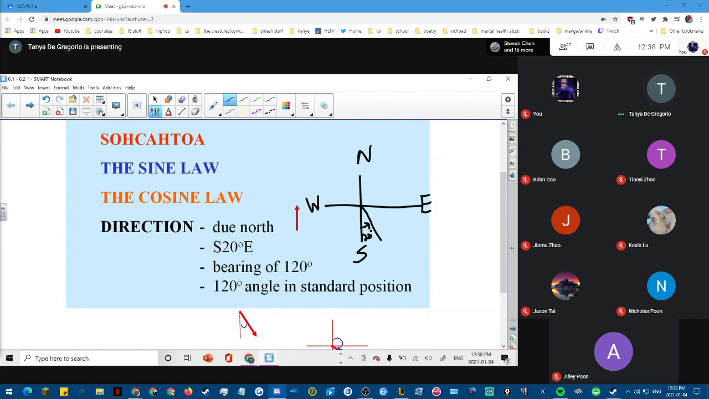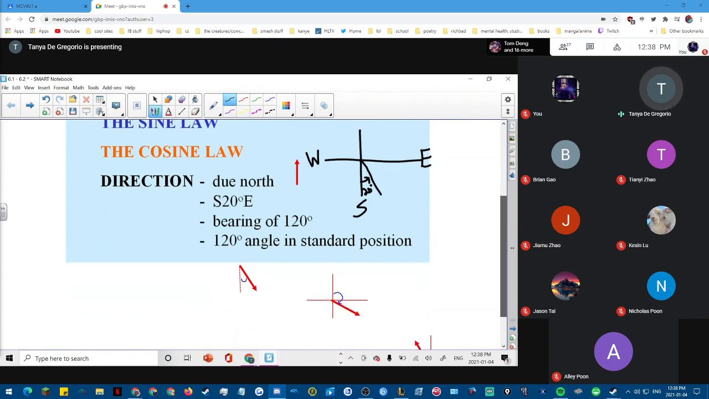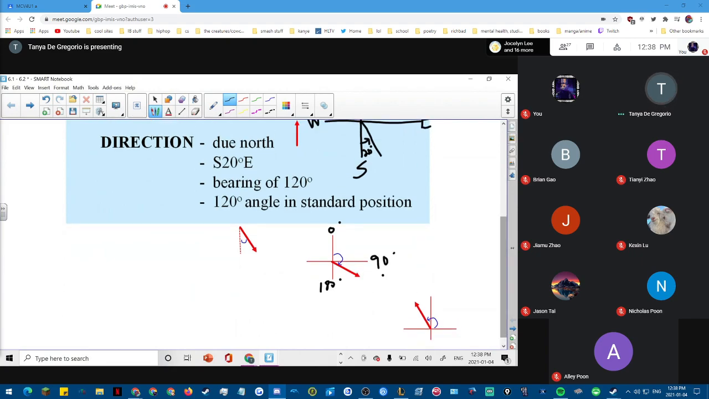Now, a bearing of 120. Bearings are a little bit different because we start 0 here, 90, and we keep going from here, right? So 180, 270, you guys know. So for 120 degrees, you're always measuring from north, and you're going in a clockwise direction. So 120 would be between 90 and 180. And that's why we see it there in quadrant 4.